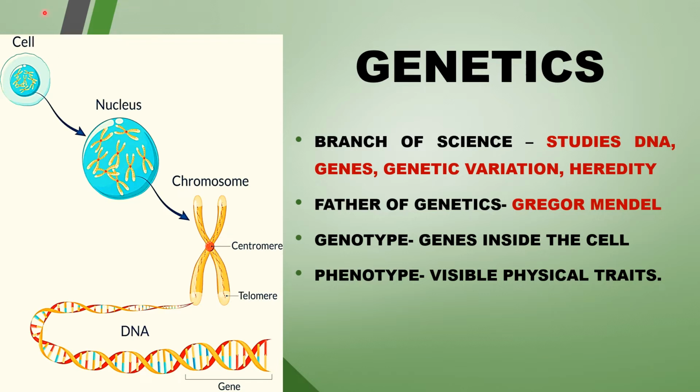So this is a human cell, and each cell has a nucleus, and this nucleus contains chromosomes, and a chromosome looks like this, and this chromosome is made up of DNA, and a part of DNA is known as the gene. So these genes contain your genetic makeup, known as the genotype, and the characteristic you are exhibiting is known as the phenotype. And the father of genetics is Gregor Mendel, and genetics is the branch of science that deals with DNA, genes, genetic variation, heredity, etc.